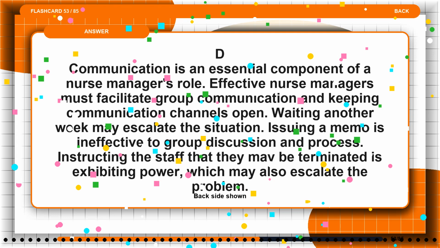The answer is D. Communication is an essential component of a nurse manager's role. Effective nurse managers must facilitate group communication and keep communication channels open. Waiting another week may escalate the situation. Issuing a memo is ineffective for group discussion and process. Instructing the staff that they may be terminated is exhibiting power, which may also escalate the problem.